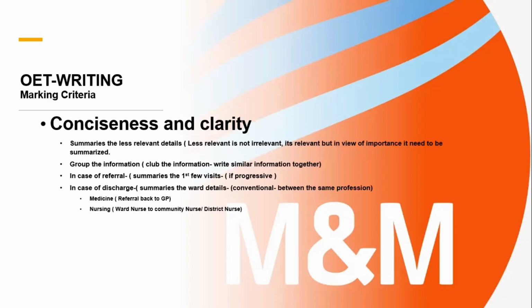Conciseness, as the name indicates, is a summary skill. It's not the case that you would summarize whatever you see in the letter. You have to summarize only relevant but less relevant detail. If we can see that we have multiple visits, with things happening in repetition, in that regard you can write it down. You can summarize the less relevant detail. It's not the irrelevant that you have to summarize. It's the relevant, but that has not been categorized as more relevant.